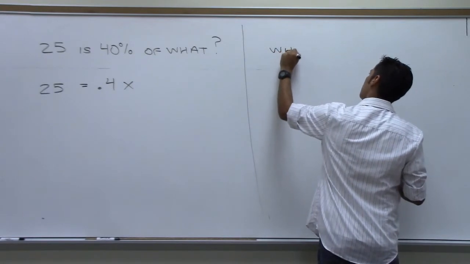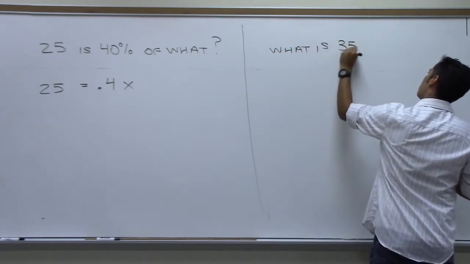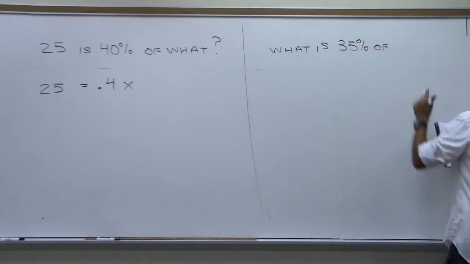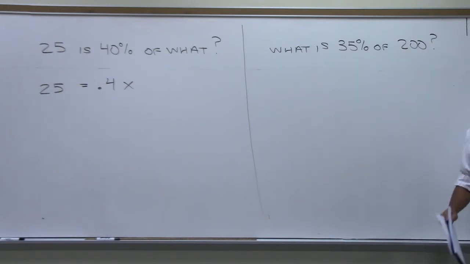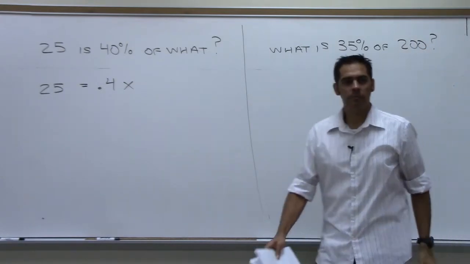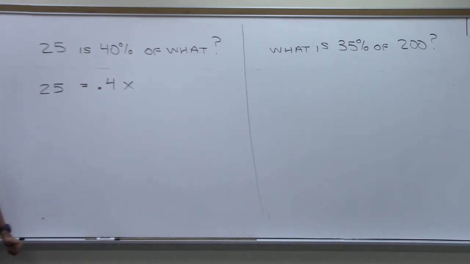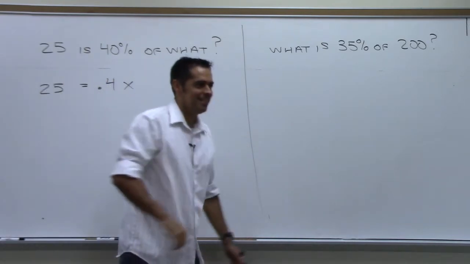What is 35% of 200? Back table. Dun, dun, dun, dun, dun. I should take the camera off and just go from table to table. That would be kind of cool.